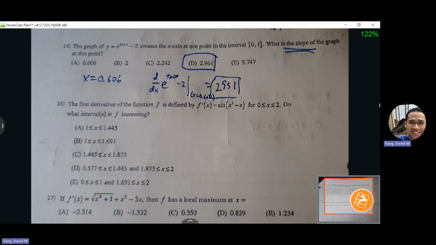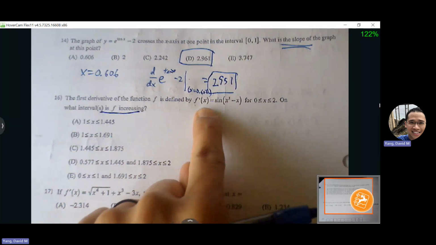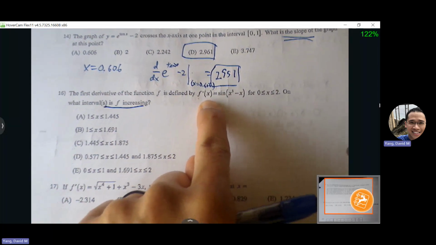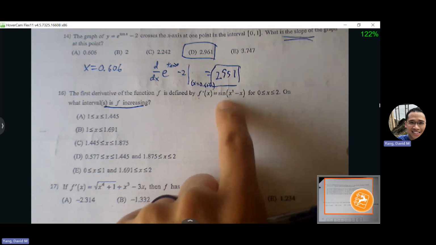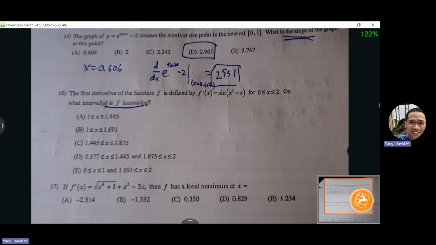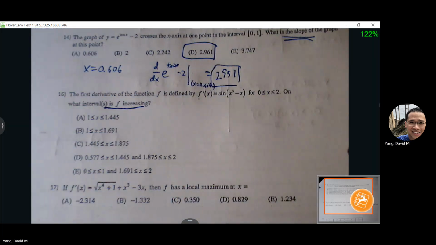A16, the first derivative is given. What interval is f increasing? Again, this is one of those where we can use the graph to get our f prime to show, and then interpret our f prime graph. So we have to be comfortable plugging into the calculator, finding the x-intercept, and then interpreting our derivative graph. So again, I'm going to y1, and type in sine of x cubed minus x.